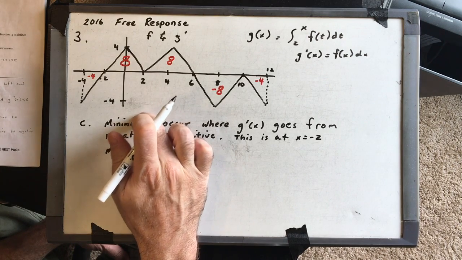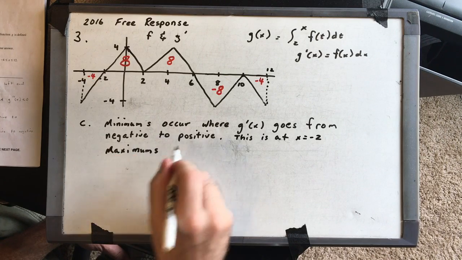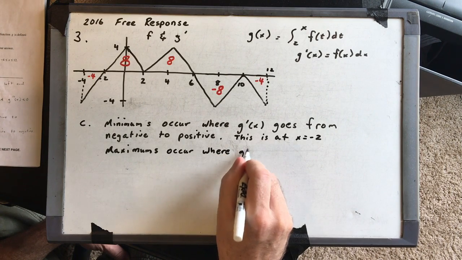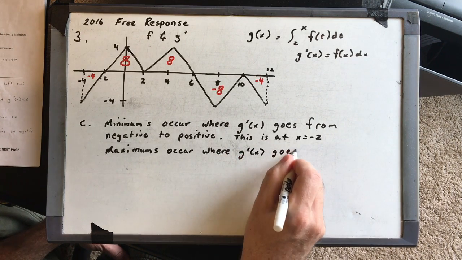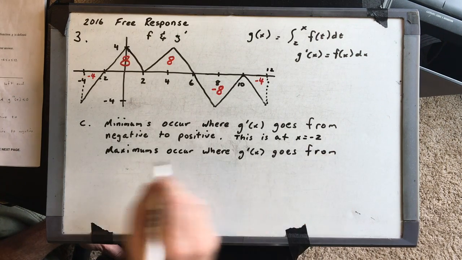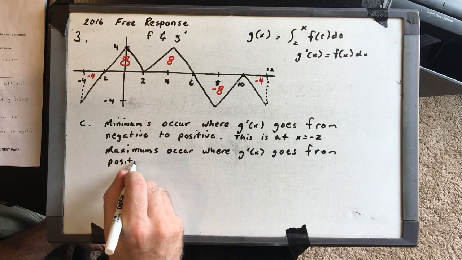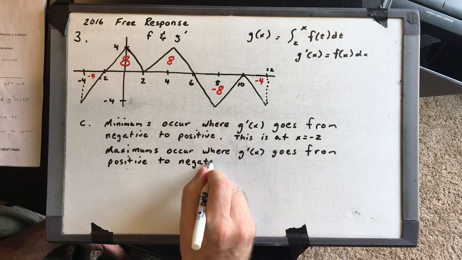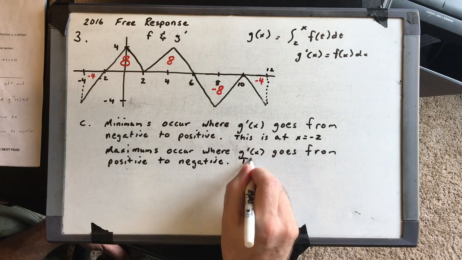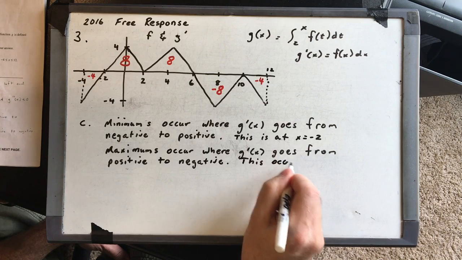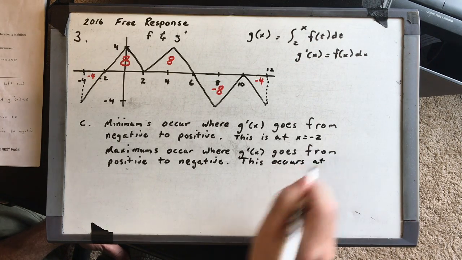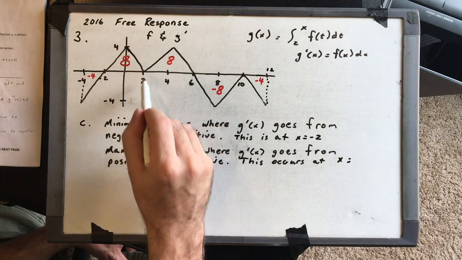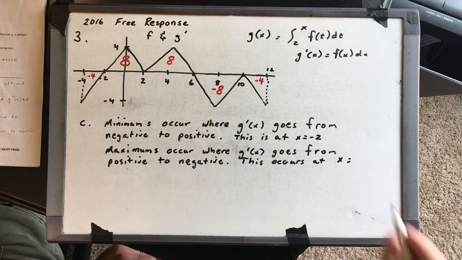And maximums occur, I guess that's not plural, sorry about that, where g prime of x goes from positive to negative. Where does that occur on this graph? Well, it's just one spot at 6, okay, because it doesn't go below the line at 2. All right, so at x equals 6.